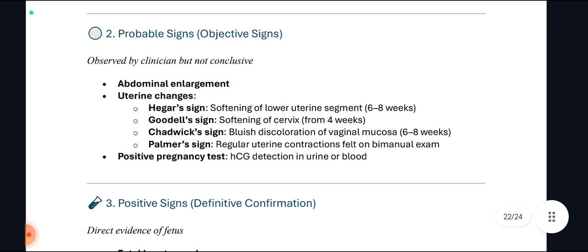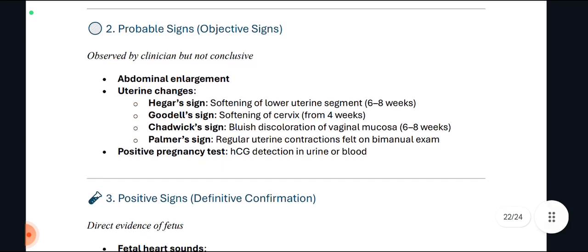Now, there are some probable clinical signs, like abdominal enlargement. There can be uterine changes. There are signs like Hegar sign, which is the softening of the lower uterine segment at 6 to 8 weeks. There's Goodell sign, which is the softening of the cervix from 4 weeks. There's Chadwick sign, which is the bluish discoloration of the vaginal mucosa at 6 to 8 weeks. And there can be Palmer sign, which is the regular uterine contraction felt on bimanual examination.